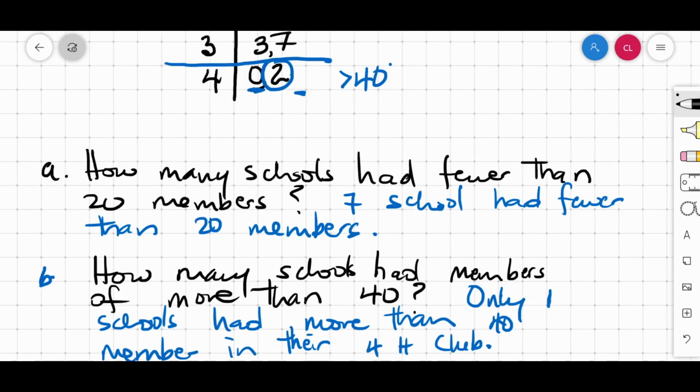So it now asks us to say how many had a membership of more than 40. Now we have one school that is equal to 40, 4 and the 0 here, but only this one is more than 40. Okay, so what is greater than 40? Not greater than or equal to 40. If it was greater than or equal to 40, then we would have 2. But if it is greater than 40, we only have 1. So here we say how many schools had members of more than 40. Only one school had more than 40 members in their 4-H club.